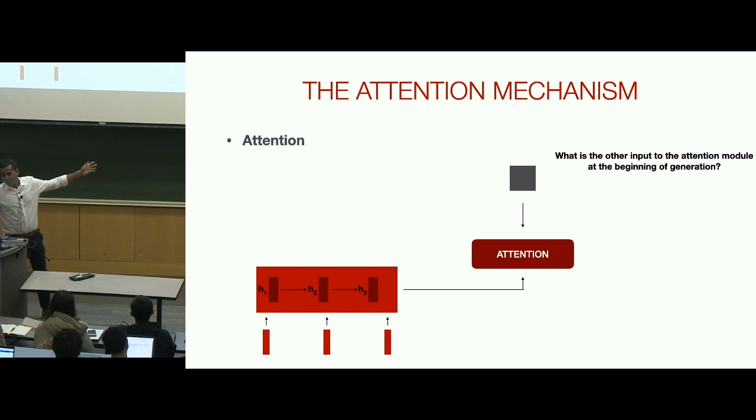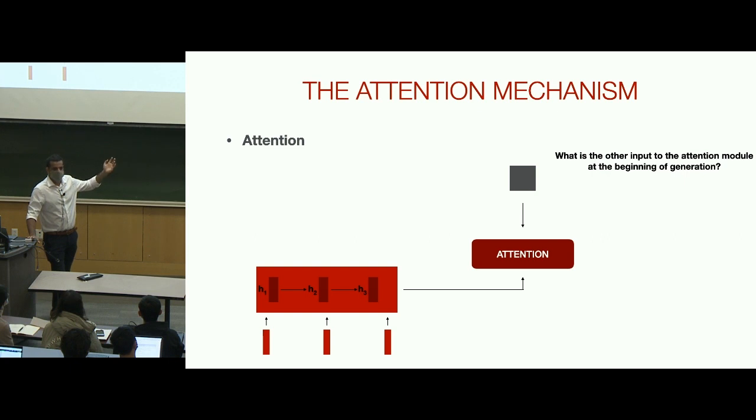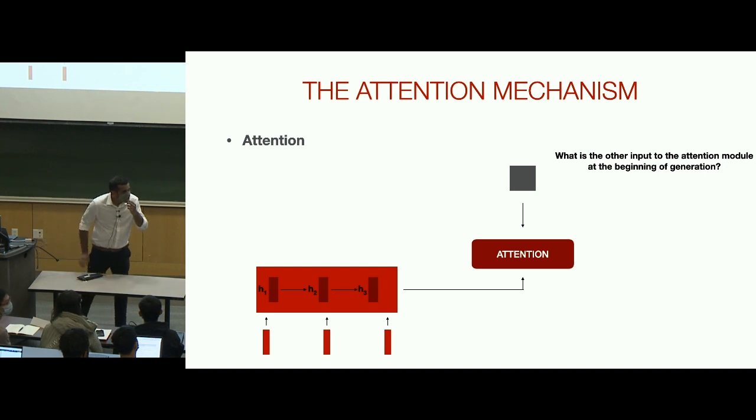Now, at time t equal to 0 of generation, what is the other input that goes into the attention module? This is a question to you. And you've done this in the previous class. Yeah. So you have the bottom is your input, right? So you have one arrow for each input to the attention. Yeah, that is true.